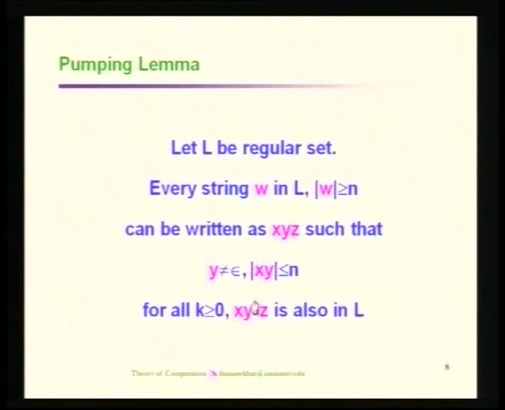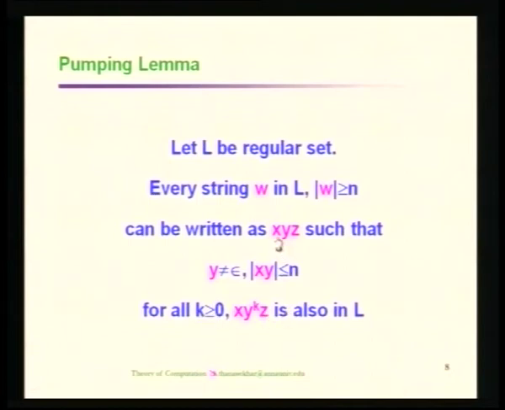So, for every value of k, if the pumping yields a string which is there in L, then we can claim that the set of all strings w are going to be regular. But if you find that for at least one value of k, the resulting string, that is x y to the power k z, is not going to be in L, then immediately we can say that the language is not going to be a regular language.